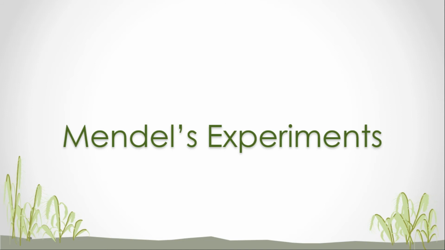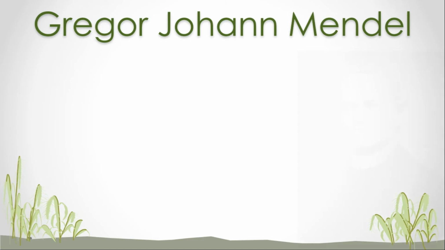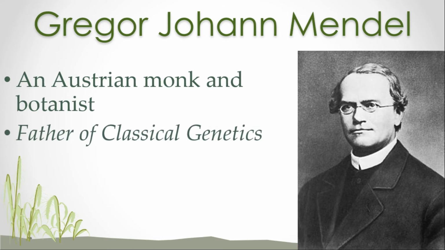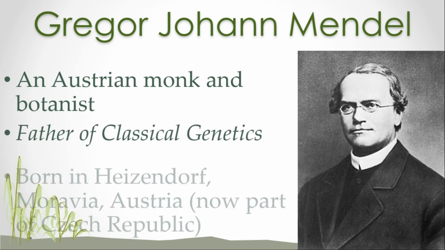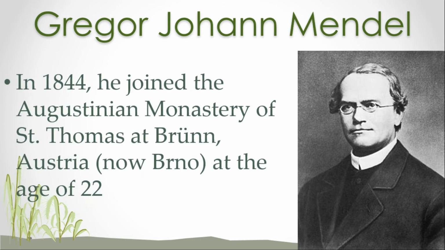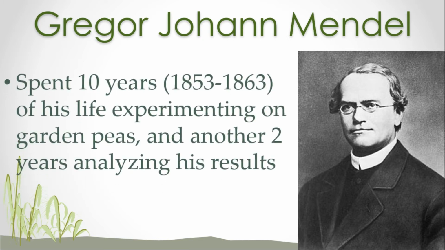Then let us talk about Mendel's experiments. Who is Gregor Johann Mendel? So Gregor Mendel is an Austrian monk and botanist. He is considered to be the father of classical genetics. He was born in Heizendorf, Moravia, Austria, and that is now part of the Czech Republic. So in 1844, he joined the Augustinian monastery of St. Thomas of Brunn, Austria, at the age of 22. He spent 10 years of his life experimenting on garden peas and another 2 years analyzing his results.